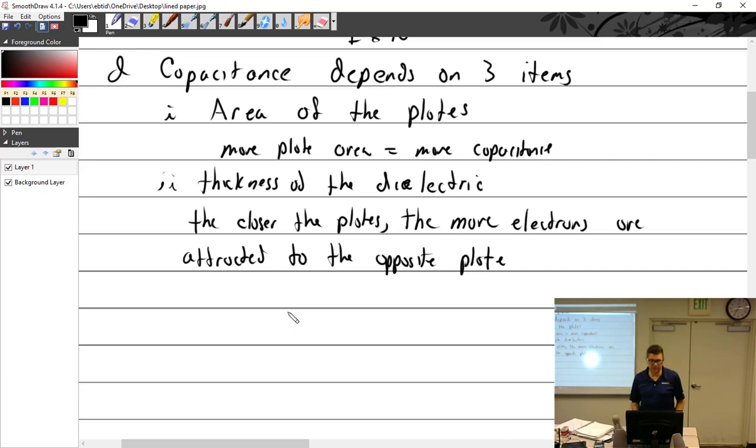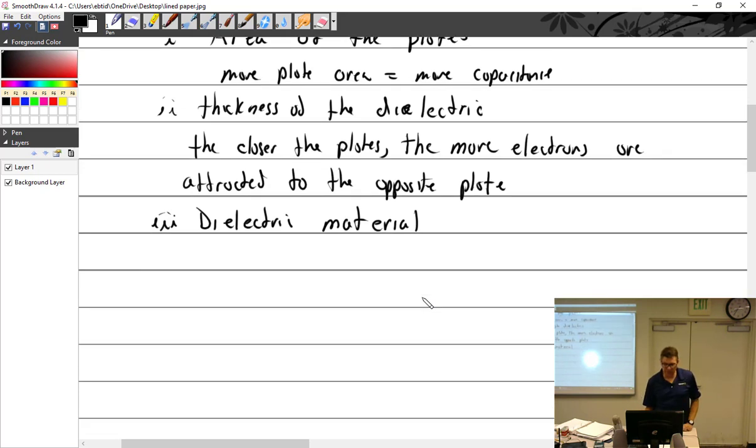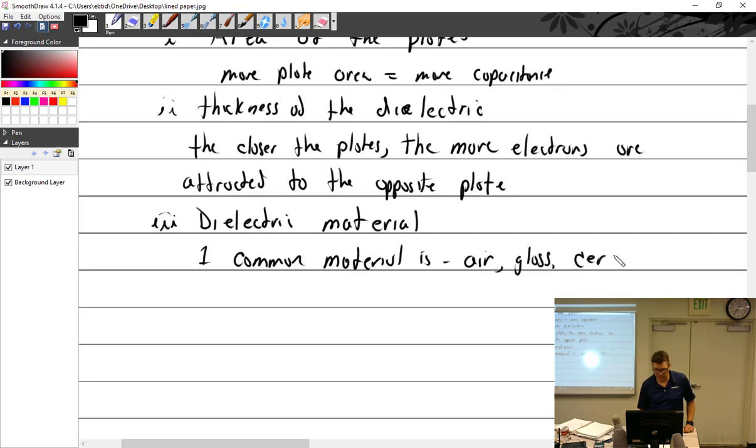And the third thing that the capacitance depends on is the dielectric material. Common materials for dielectric: air, glass, ceramic, plastics, paper.